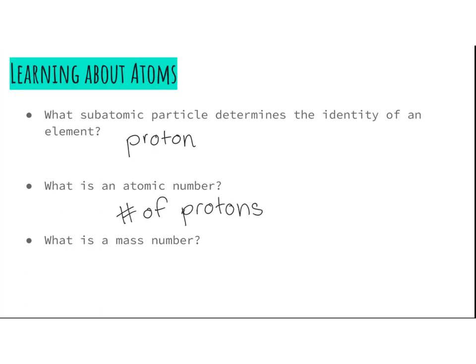The mass number is based on those 2 subatomic particles that impact the mass number that you saw in the lab, and those were the neutrons and the protons. So the mass number is going to be the number of protons plus the number of neutrons, and that will give us our mass number, since those are the 2 subatomic particles that have a significant mass.